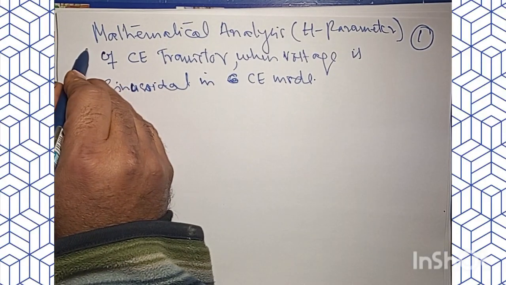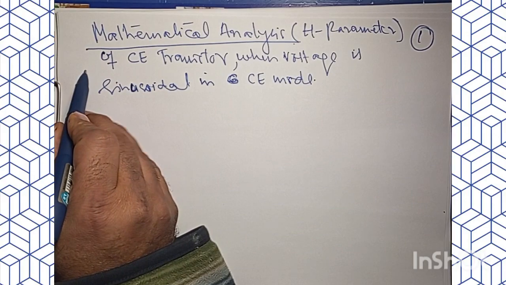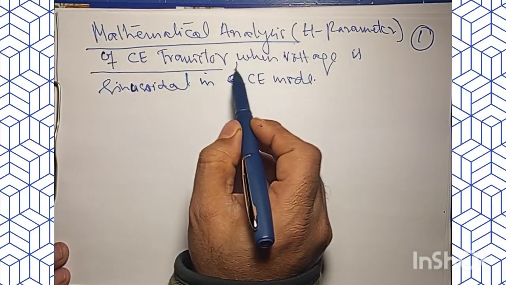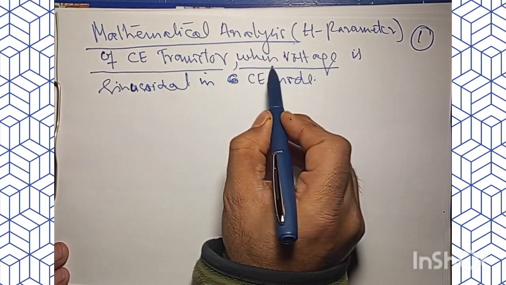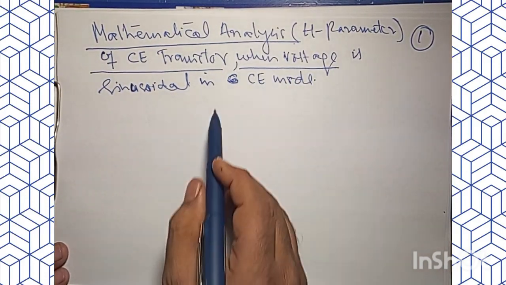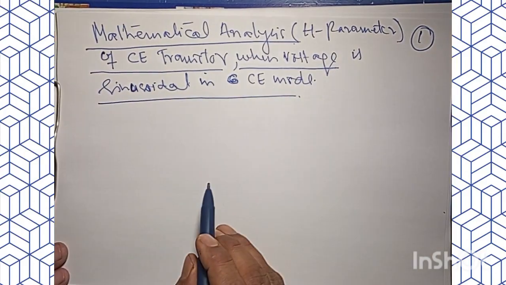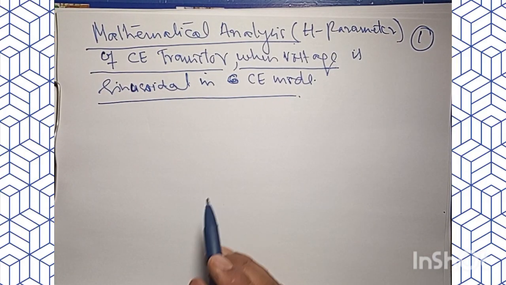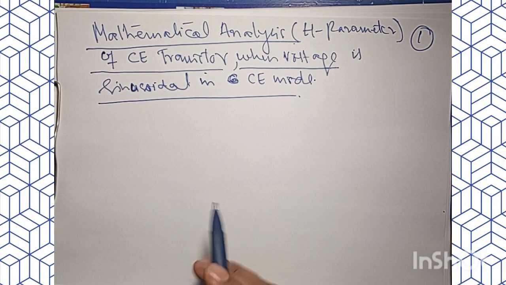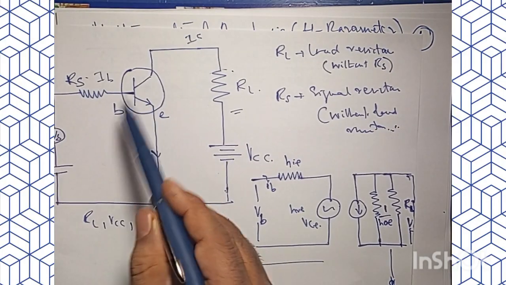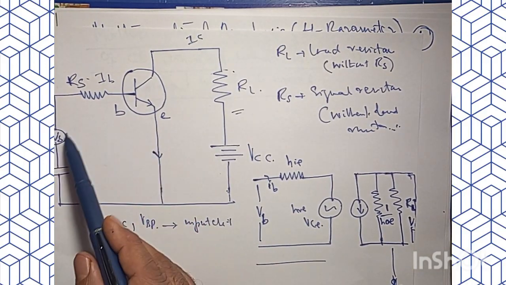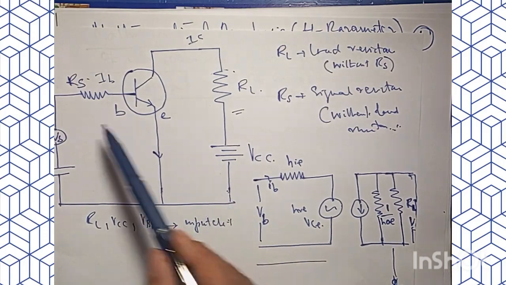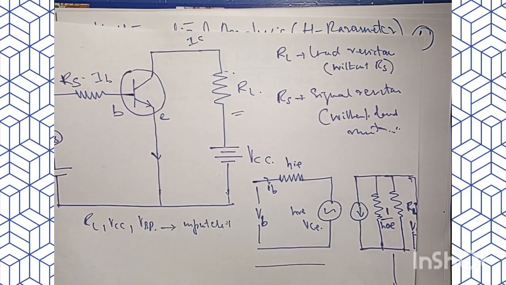Now in this video, let's go with the mathematical analysis of a transistor in a common emitter configuration, when we have voltage as a sinusoidal wave in the common emitter mode. As we know from the previous video, we have a transistor in common emitter mode, and we have a signal that we are using at the input of this circuit at the base of this transistor, and we have drawn its equivalent circuits.